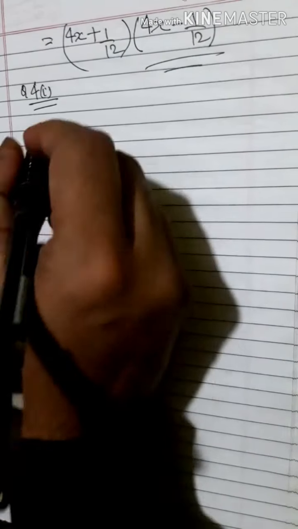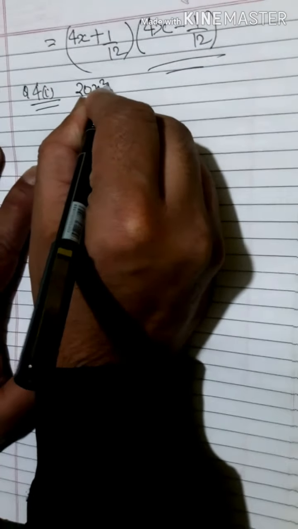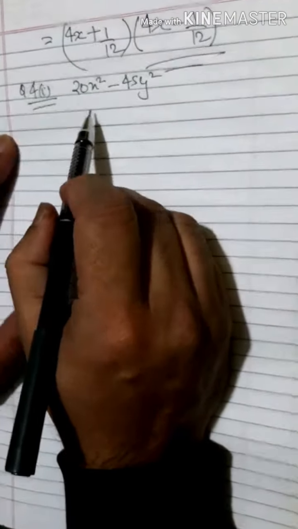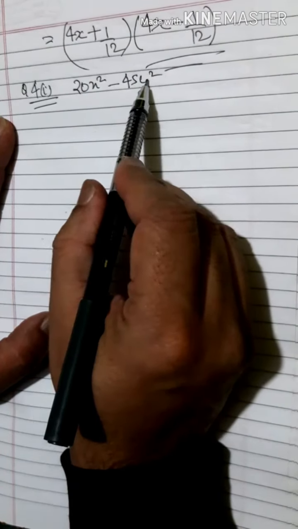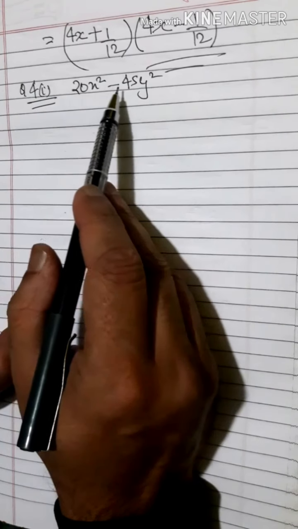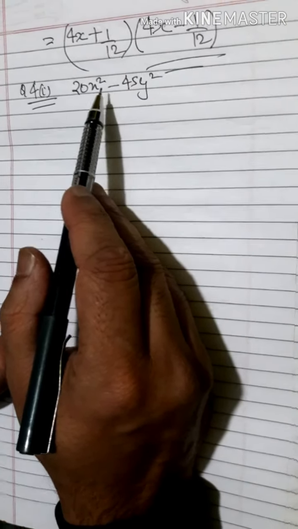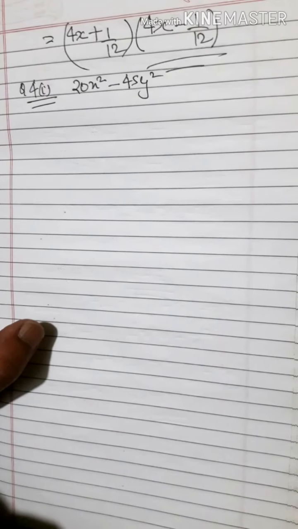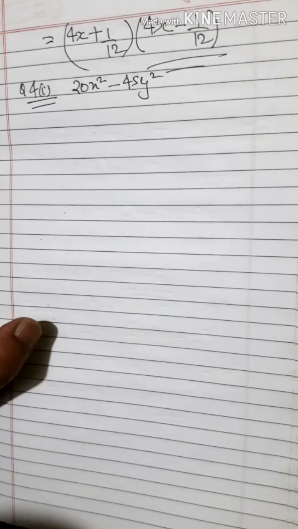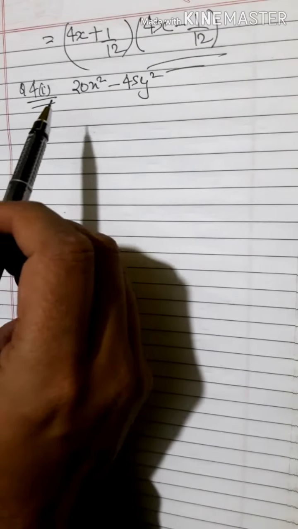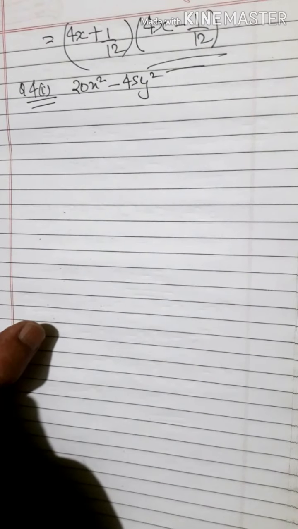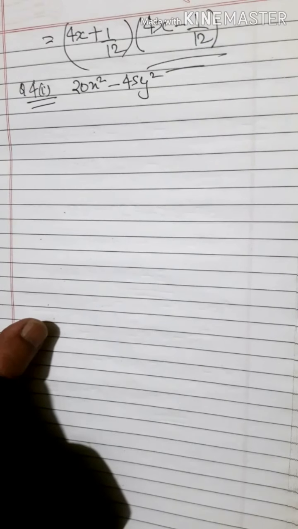The question is 20x square minus 45y square. If we see here, x square and y square, fine, no problem, but what about the numerical? 20, is it a perfect square? No. 45, is it a perfect square? No. But in the previous questions, what did we have? The numerical was also a perfect square and the variable was also a perfect square. But in this particular question only the variable is a perfect square, but the numerical is not a perfect square. So our target is to convert the numerical also to perfect square.